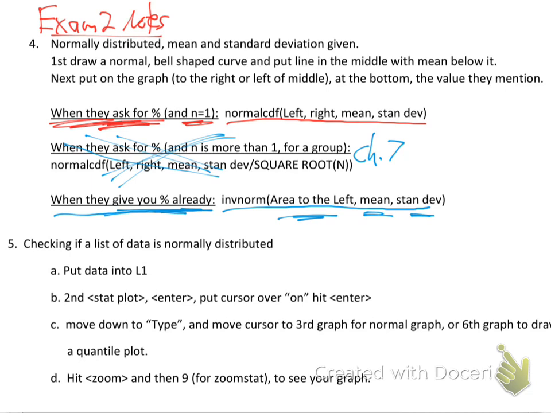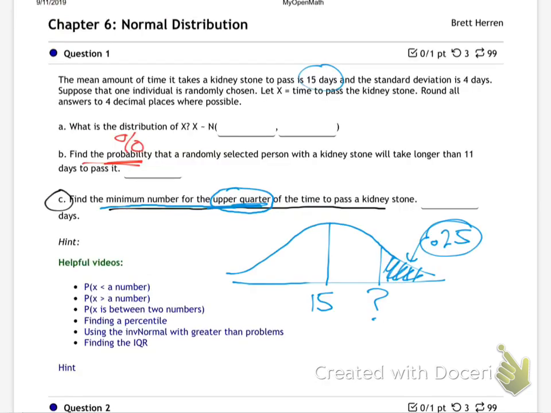They either ask you for the percentage. That's what they did on B right here. They said find the probability. That's find the percentage. Or part C, they give you the percentage. They said, hey, it's the upper quarter, the upper 25%. Okay, so on this one then, we are going to do inverse norm.